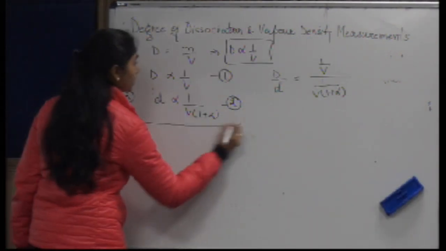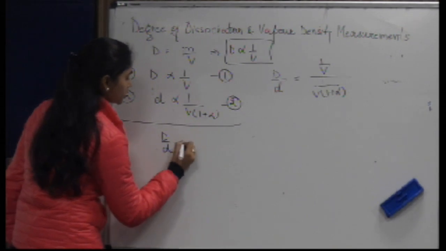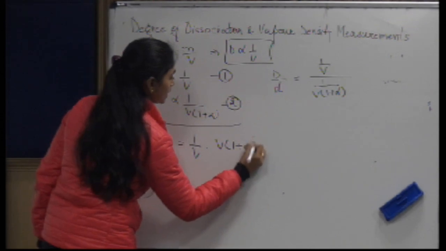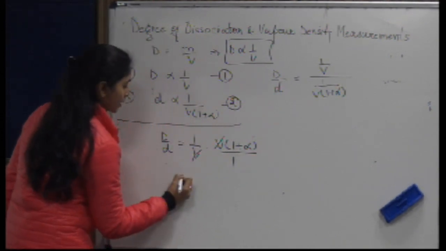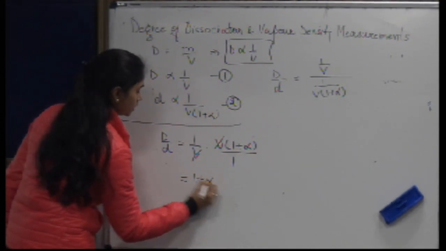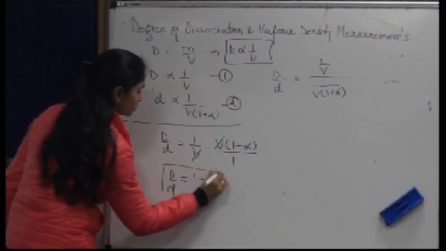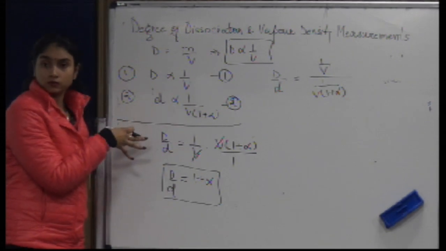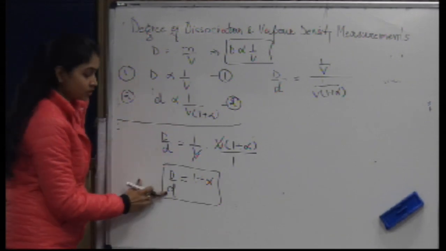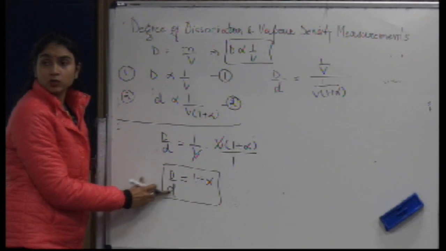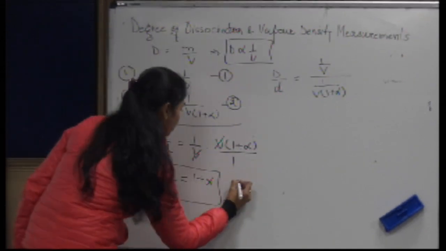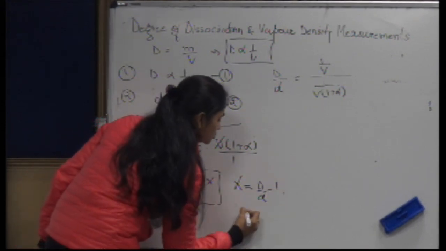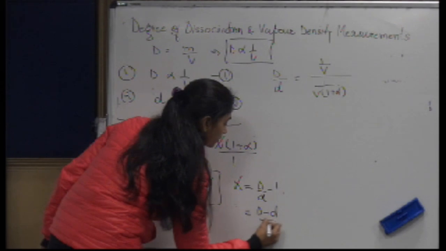So on solving this further, we'll have the expression as 1 by V into 1 plus alpha into 1. V will get cancelled, so we will be left with this expression. Knowing the initial density of the system and the density of the system at equilibrium, you can calculate the degree of dissociation. You can solve this further. This becomes D by d minus 1, so this is D minus d upon d.